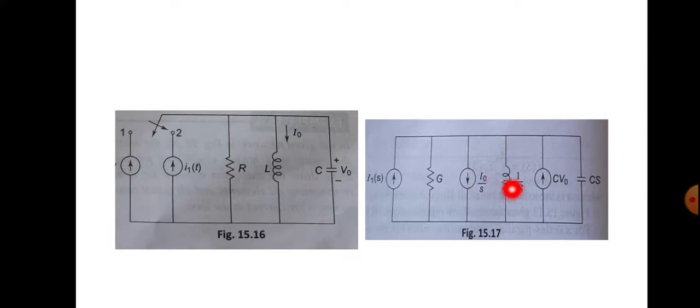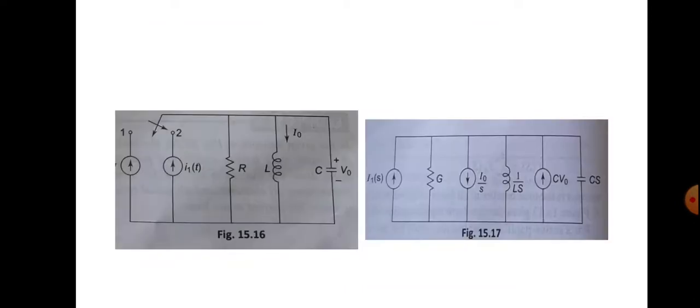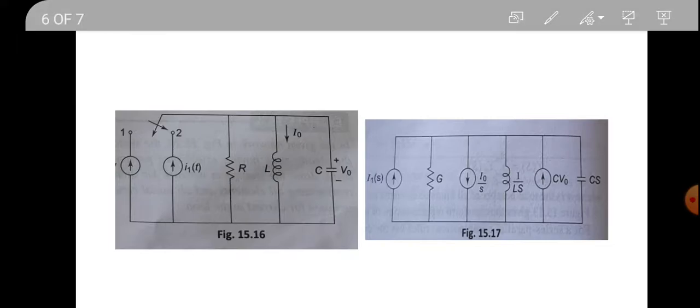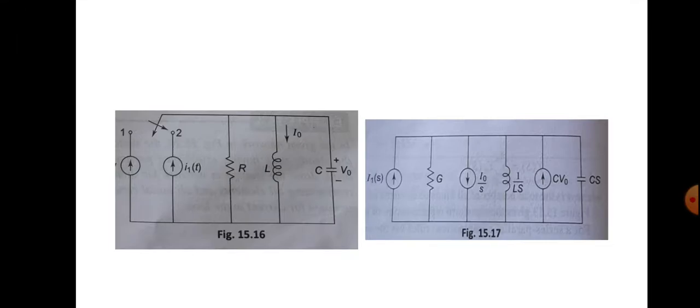Once we get this circuit, we are asked to find the transformed voltage. We know that transformed voltage is equal to the transformed current into total impedance, and here we are drawing the parallel circuit, so we are using admittance. So instead of resistance we can use admittance. So the transformed voltage V(s) will be equal to I(s) divided by Y(s).